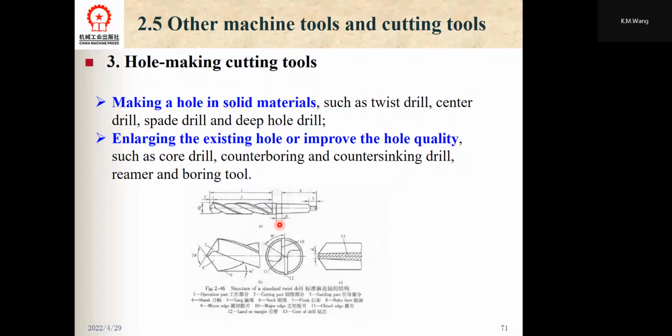This is the structure of the standard twist drill. It basically consists of two parts. The first part is the operating part, composed of the guiding part and the cutting part. These are the two main parts of the structure of the twist drill.